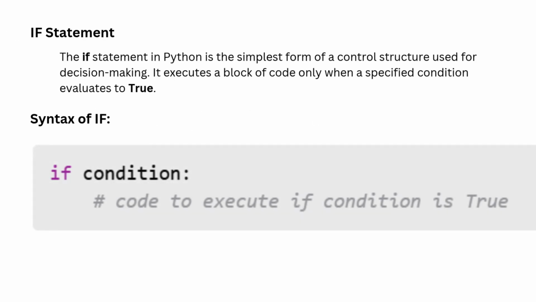The if statement starts with the keyword if, followed by a condition. If the condition evaluates to true, the indented code block runs. If it is false, the block is skipped.